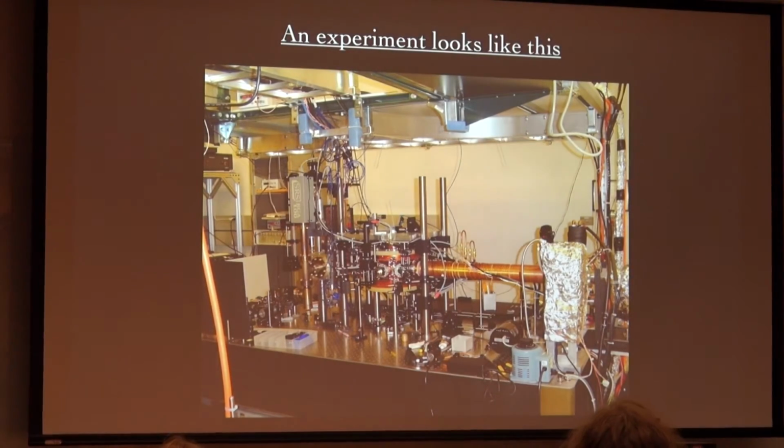But instead, we have funding to build experiments that look like this. So this is an experiment where we take that chunk of alkali metal and cool it down to these ultra-cold temperatures. That is the highest grade aluminum foil you can get.